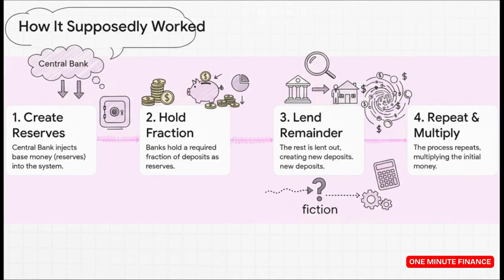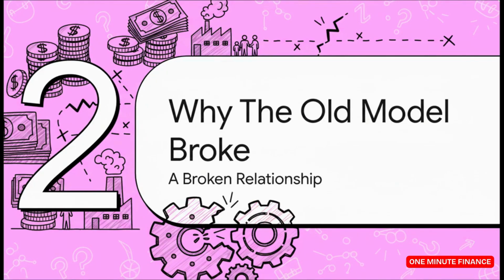But here's the twist. This tidy little model is something central bankers themselves have called a fiction. So what happened? Why did this really elegant, simple theory just fall apart? Well, the connection between the amount of money in the system and what was actually happening in the real economy just started to break down completely.